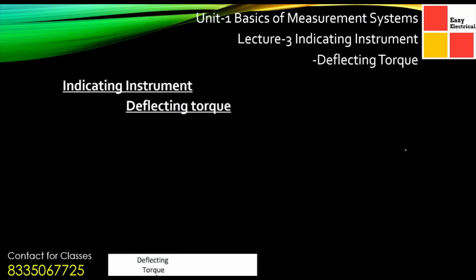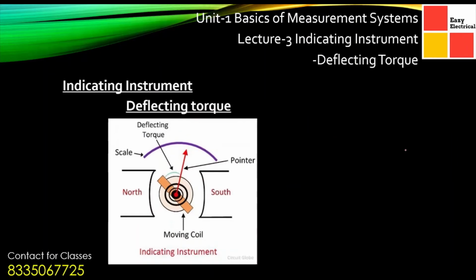Now coming to the next part, here we will discuss the deflecting torque. Here you can see that I have already discussed, suppose an ammeter is there, current will be the reason because of which the deflection takes place. Now what you can see here is a north pole and south pole, and this is the hairspring arrangement, and here is the moving coil. Whenever a current flows through the coil, there will be a deflection of the pointer.